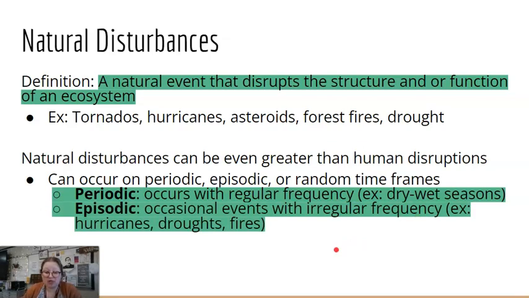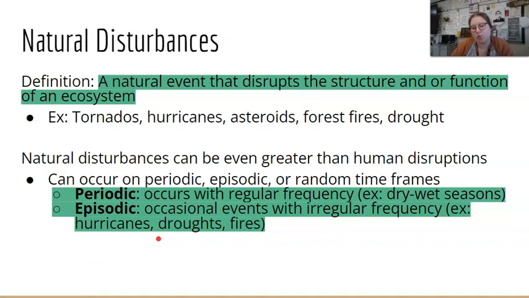Episodic, think about episodes. These are occasional events with irregular frequency. So there are areas that get hurricanes regularly, and areas that get droughts pretty regularly. They are expected, but they're not at the same frequency. We can't say every single June this is going to happen, or every 2 years this is going to happen. They happen occasionally, and we can kind of expect where they're going to happen, but we just don't know when.